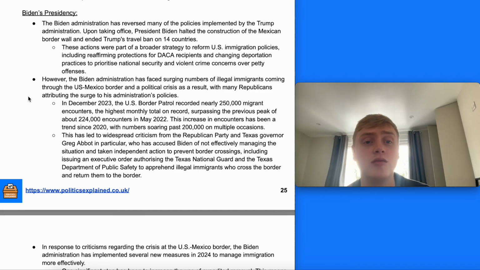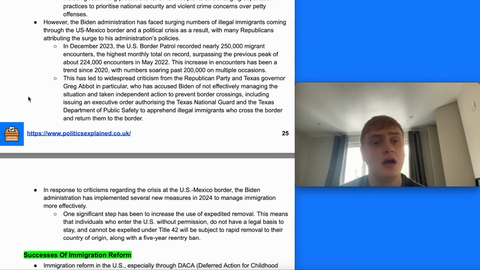And these actions were part of a broader strategy to reform immigration policies, including reaffirming protections for DACA recipients and changing deportation practices to prioritize national security and violent crime concerns over petty offences. But the administration has faced surging numbers of illegal immigrants coming to the US through the US-Mexico border, and a political crisis as a result, with many Republicans attributing the surge to his administration's policies.